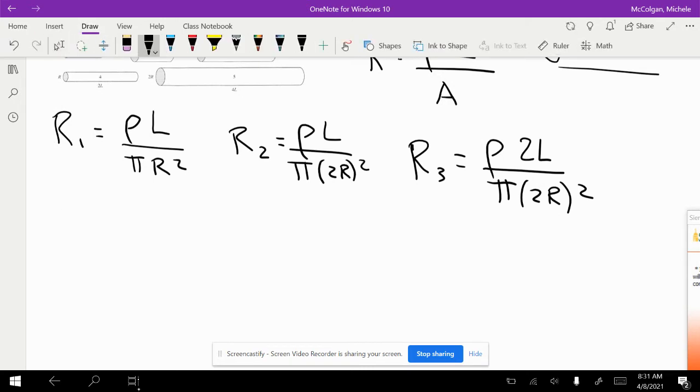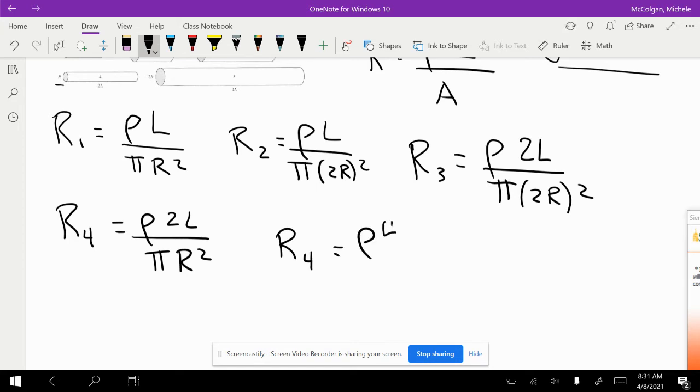And so I'm on 4, so R4 is equal to rho times 2L, and then pi R squared, because I have R right there. And then R5 is equal to rho 4L and pi times 2R squared.